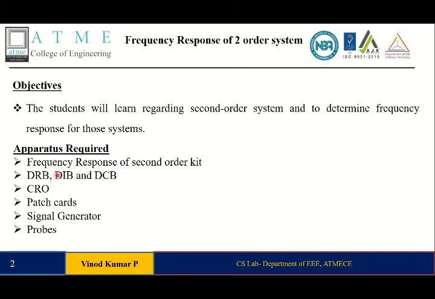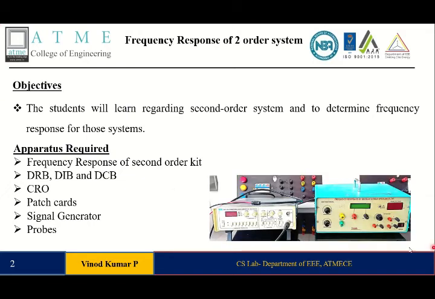Coming to the apparatus required, we want a frequency response second order kit, DRB, DCB and DLB, CRO, patch cards, signal generator and probe, just to observe the frequency characteristics. This is the kit, as I indicated on the front slide itself. We have an inbuilt knob, but due to the constraint of 2 kilohertz, we are adding a signal generator to enhance the frequency up to 3 megahertz.